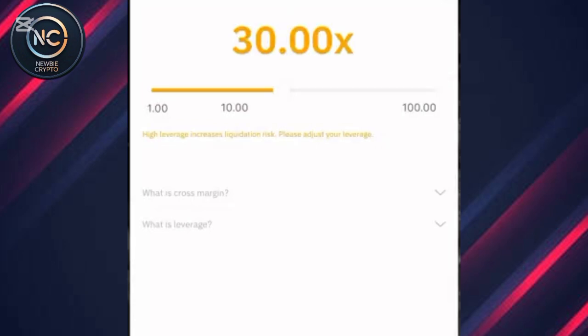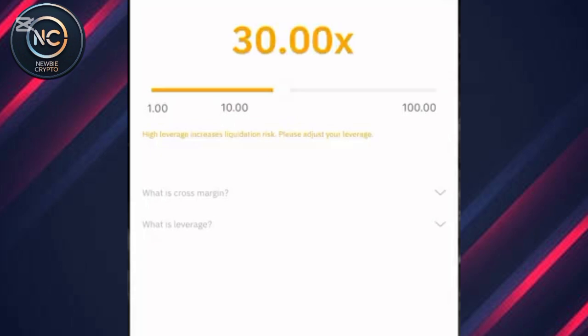Let's say for example you are picking 30x leverage like you have on your screen, and you have just $100 to trade. The amount of money you'll be going into that trade with will be $100 times 30, which is about $3,000. So that means that with 30x leverage, you can enter a trade with $3,000 and you're only dropping $100 from your wallet. I hope you understand that.